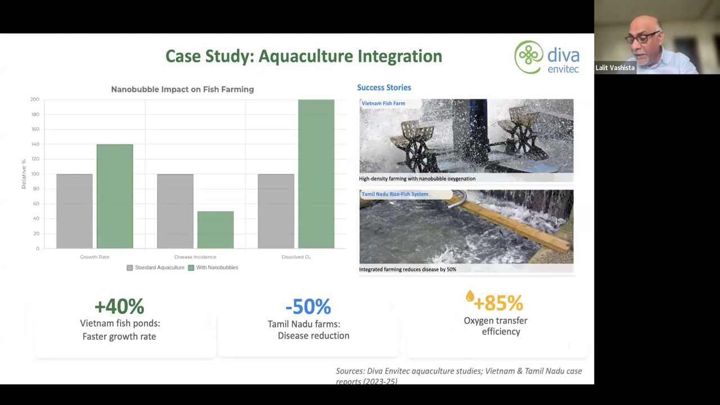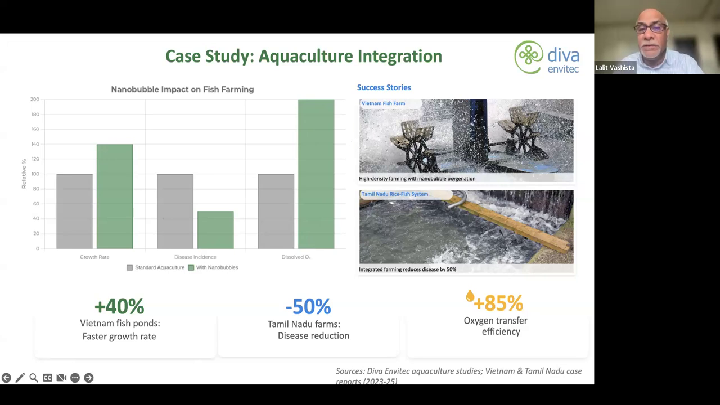Here I forgot, there is aquaculture also. So there is a case study of aquaculture integration. One is in India, another one is in Vietnam. Vietnam is a fish farm, and you can see the growth rate using nanobubble water is almost relative, from 100 it is becoming 140. Disease incidence has reduced drastically, and dissolved oxygen has shot up.